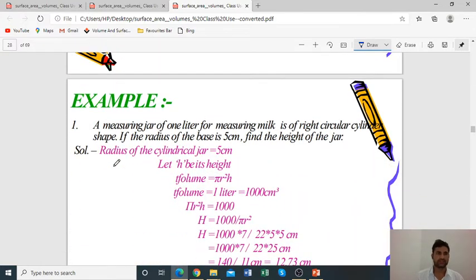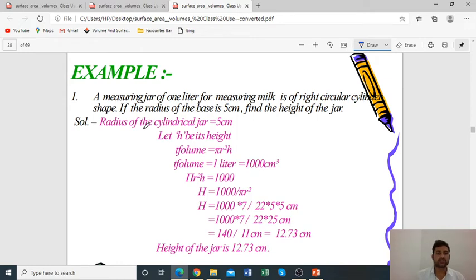Okay. Example number first. A measuring jar of 1 liter for measuring milk is a right circular cylinder. If the radius of the base is 5 centimeters, find the height of the jar. First, given the radius of the cylindrical jar is 5 centimeters, and let h be its height. The volume of the cylinder is pi r square h, and the cylinder contains 1 liter of milk.